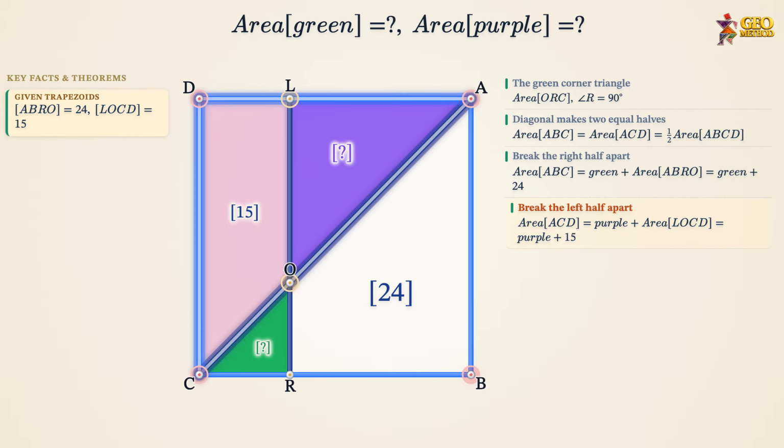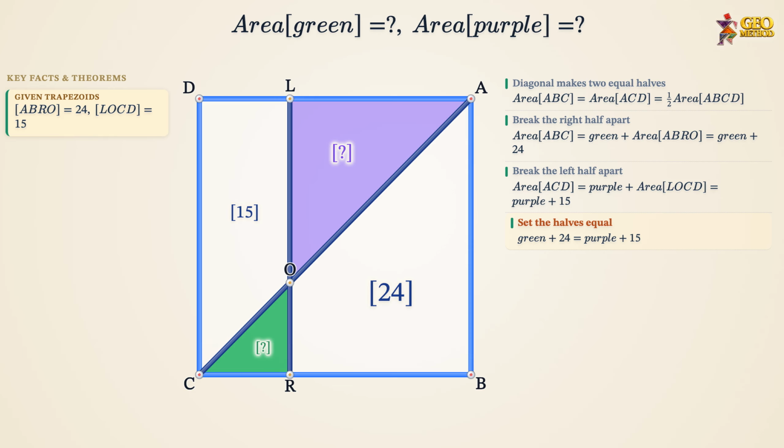Do the same to the left half. The triangle ICD is made of the purple triangle ILO and the 15 trapezoid LOCD. So the left half equals the purple area plus 15.